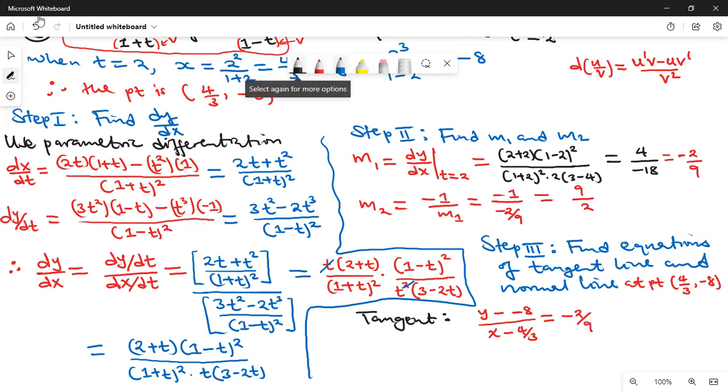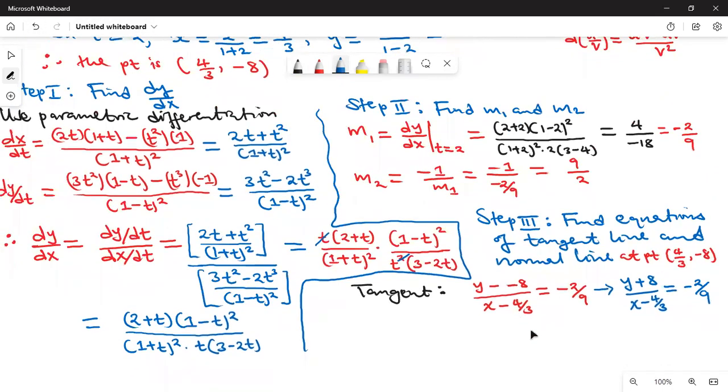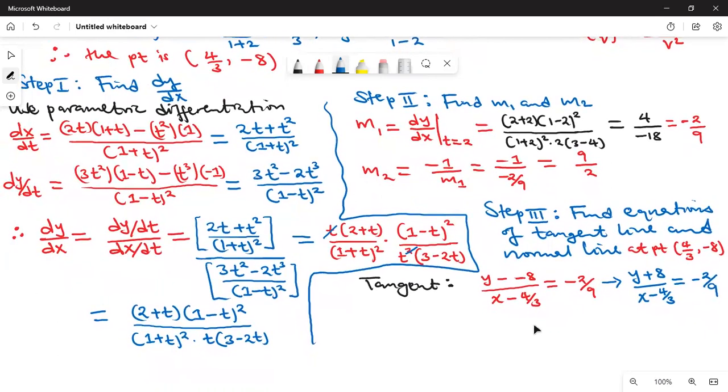This you can also write as (y plus 8) over (x minus 4 over 3) equal to negative 2 over 9. Or you could express that in the form y equals mx plus c. You can make y the subject, but there's no need unless you're asked; leave your answer in this form. That's when you need to make y the subject. Or if you have time, you can also make y the subject. What about normal?